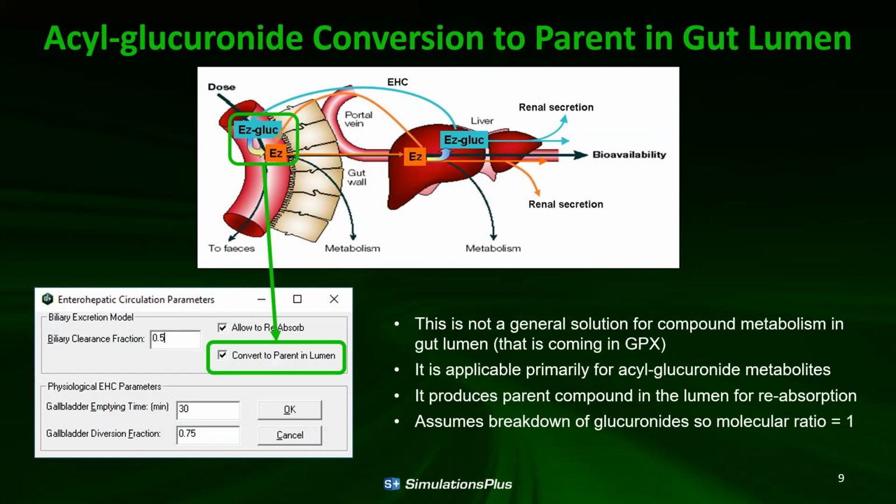This is not a general solution for compound metabolism in the gut lumen. That's coming in GPX. It's applicable here primarily for acyl-glucuronide metabolites. It produces parent compound in the lumen for reabsorption, and it assumes a breakdown of glucuronides, so the molecular ratio is 1.